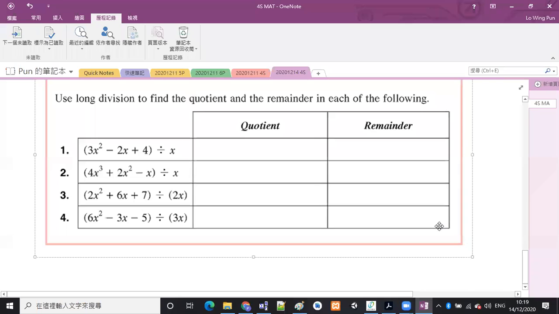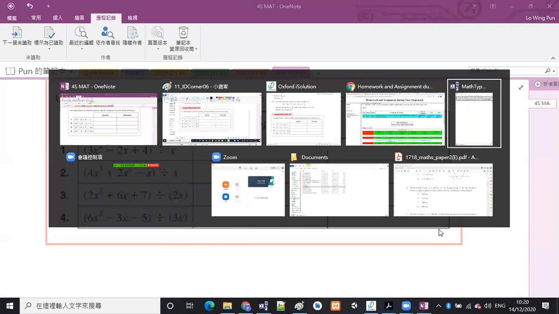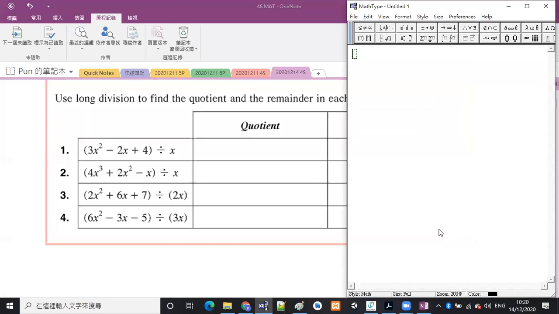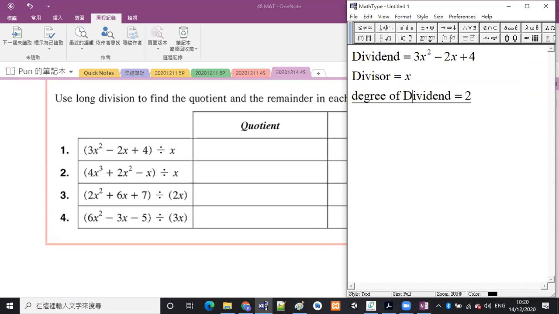Number 1. Degree of dividend should be equal to 2, right? Okay? The dividend is 3x squared minus 2x plus 4. And then divisor is equal to x. So the degree of dividend is equal to 2, and then degree of divisor is equal to 1.